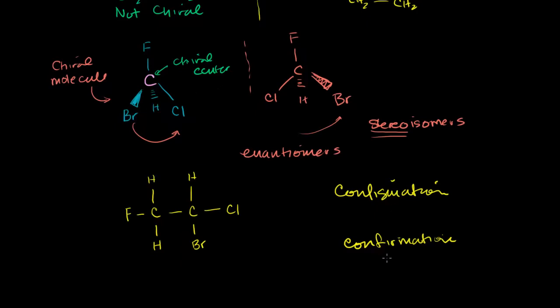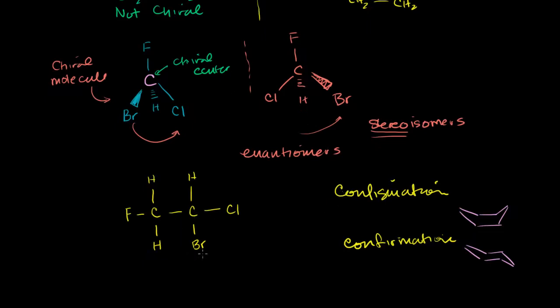Conformations are really just different shapes or different orientations of the same molecule. When we talked about cyclohexane in a boat conformation, or cyclohexane in a chair conformation, it's the exact same molecule with the exact same connections. We didn't detach or reattach any bonds. They just flipped around a little bit. So these are two different conformations. These are two different configurations. To go from one configuration to another, you have to rearrange bonds.